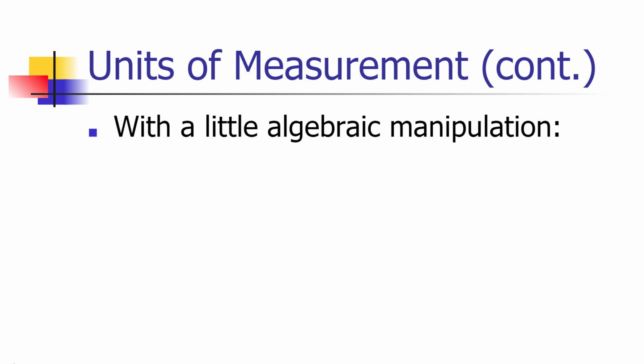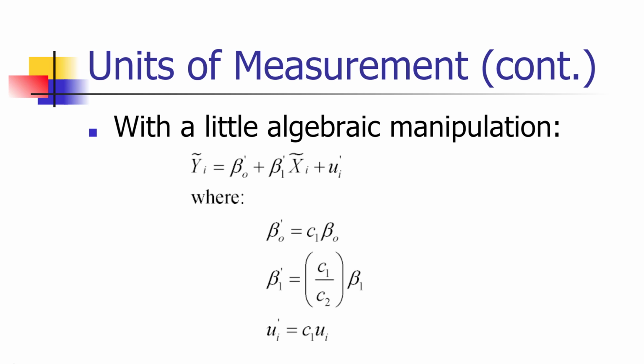Taking those relationships and substituting them into the original equation, we end up with a relationship in terms of the transformed variables given by this, where the new variable y tilde is equal to a new constant term plus a new slope coefficient times the transformed variable x plus a new error term.